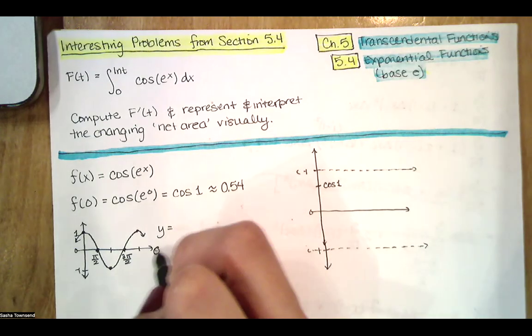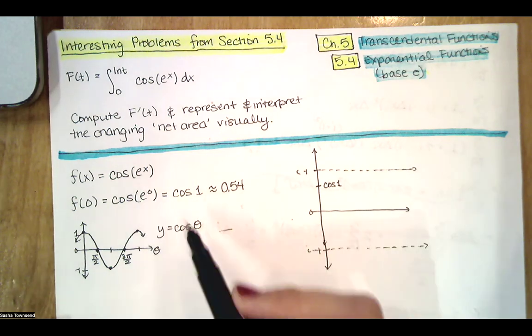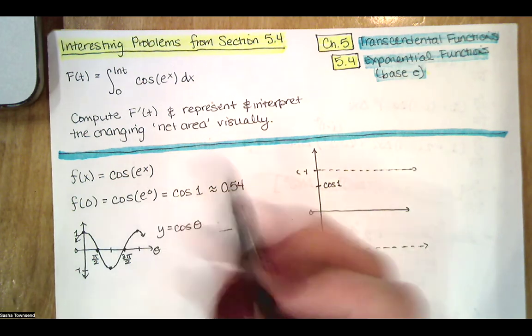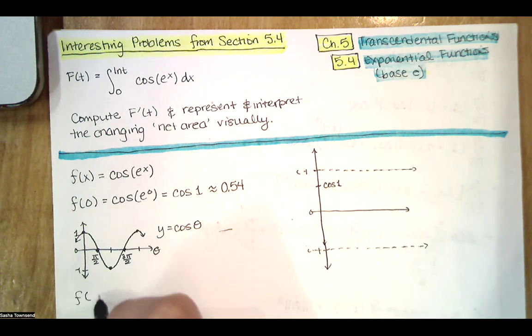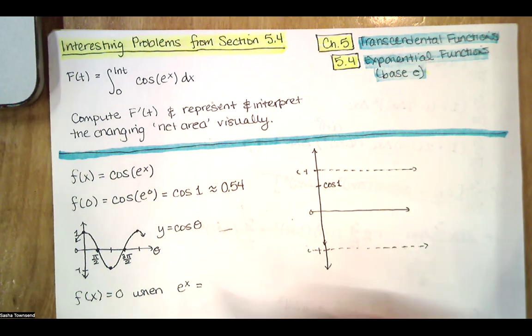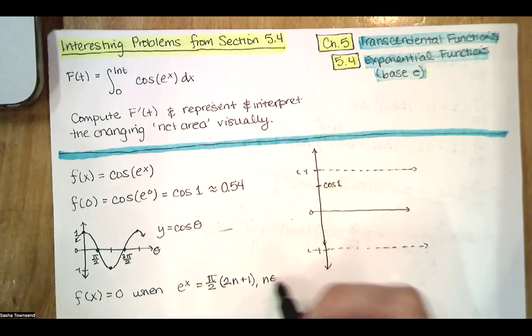This is y equals, I'll call this theta, y equals cosine of theta. And here, instead of a theta, we've got an e to the x. So this function, f of x, our integrand, will have zeros when the function inside that cosine function is an odd multiple of pi over 2. So we'll say that's pi over 2 times, well, n, which is an integer. If we double it, that makes it an even integer. If we add 1 to that, it makes that an odd integer. So these are the odd multiples of pi over 2.